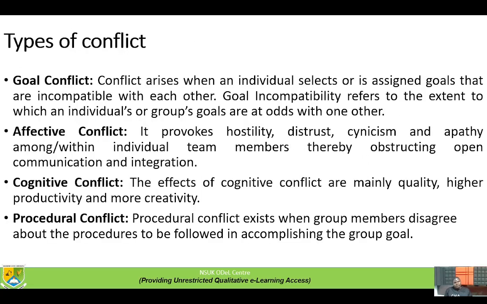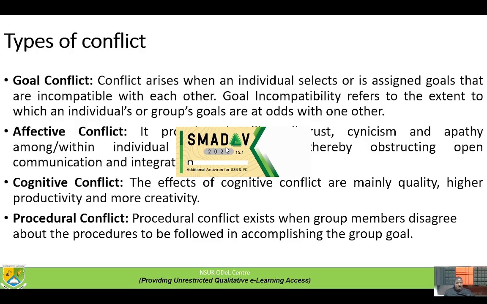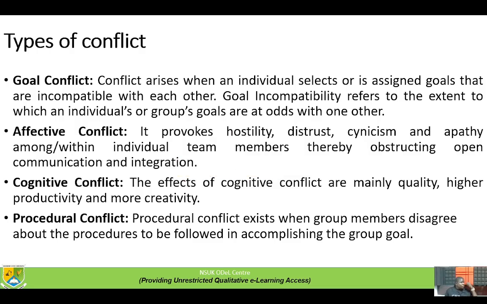So today, to begin properly, we shall be looking at the types of conflicts. It means that conflicts have so many types, but for the sake of this discussion, we shall be looking at some various types of conflicts.